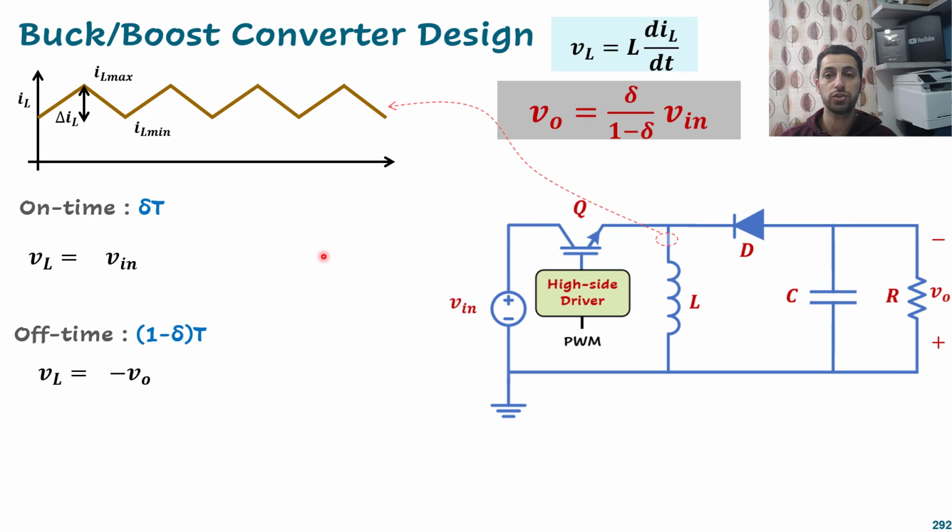So now let's analyze the circuit more and see what the inductor ripple value is. We have the inductor waveform like that, going from minimum to maximum, maximum to minimum.